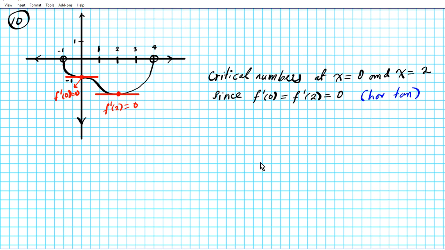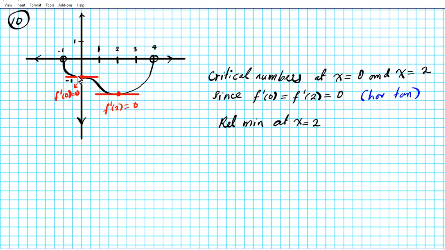Now let's take a look at the relative extrema. Let's start with minimum first. Relative minimum is going to be at x equals 2. Wait a minute. What about x equals 0? This is a critical number, but it's not a relative min because it's not a low point in the neighborhood. So that should tell you something. Not all critical numbers are extrema. Some of them are fake. You think they're critical, you think that they're an extrema, but they're not.